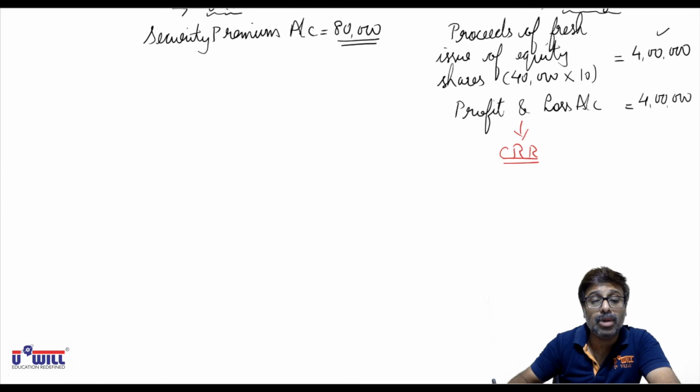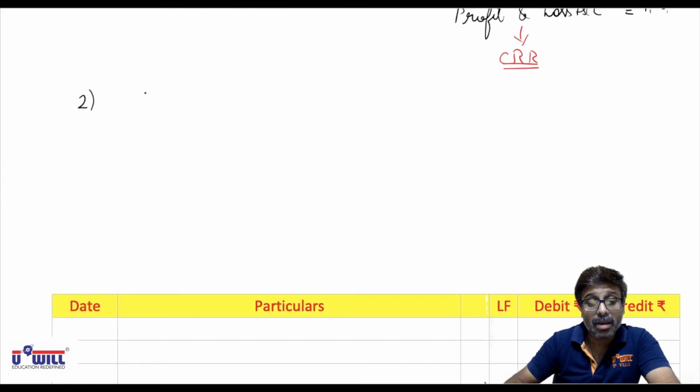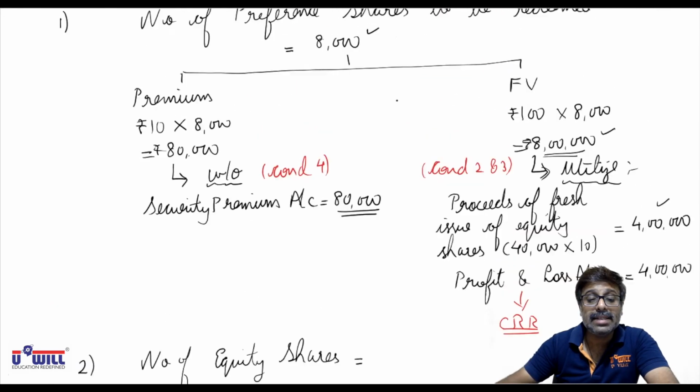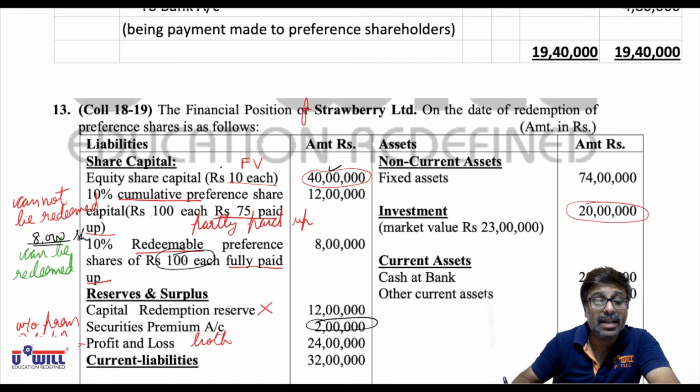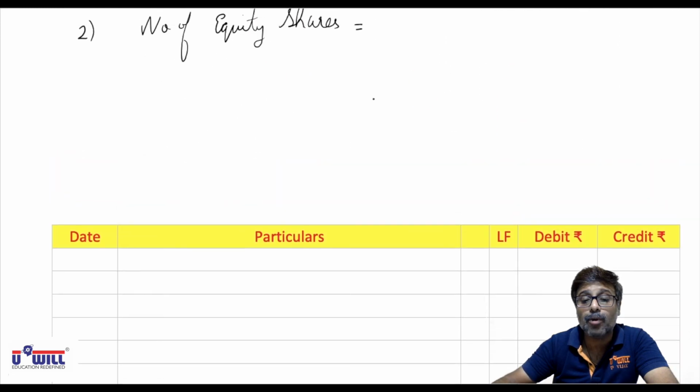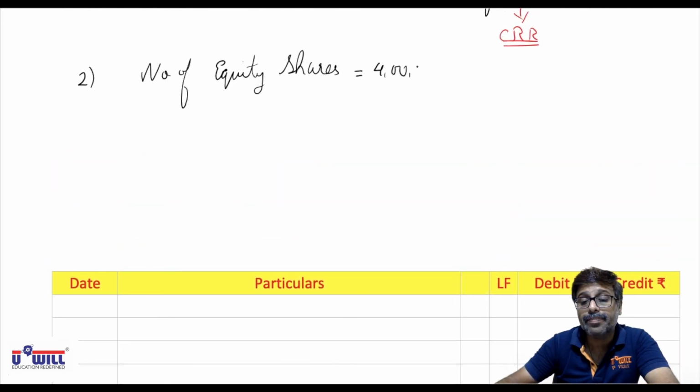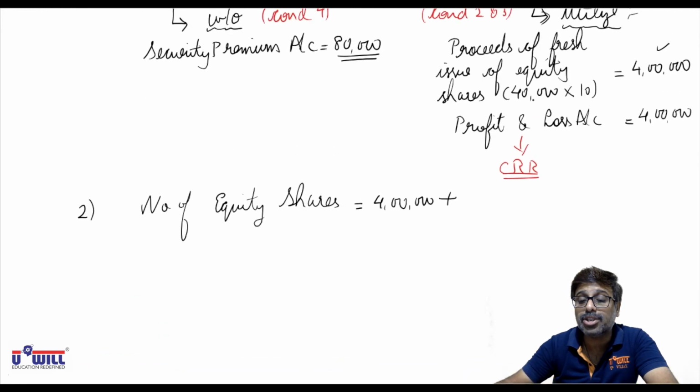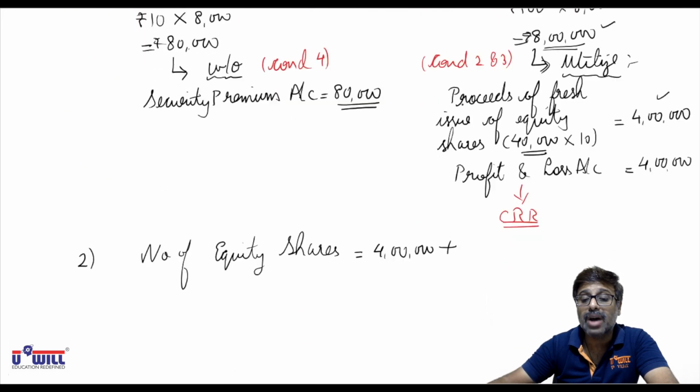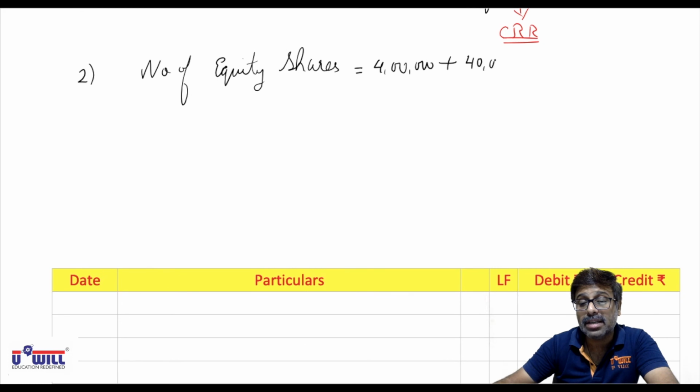So let us make the working for bonus shares also. What are the number of existing equity shares? This working we used to make in unit 1, issue of bonus shares. Existing number of shares, 40 lakhs divided by 10, you can say 4 lakh equity shares are there. Plus, we have further issued 40,000 shares from the proceeds of this fresh issue. So after the issue of 40,000 equity shares, 4 lakh 40,000 equity shares will be there in the balance sheet of the company.